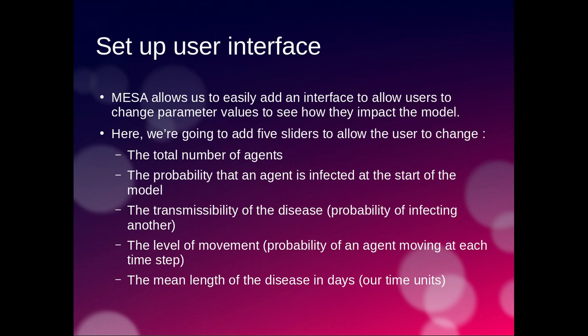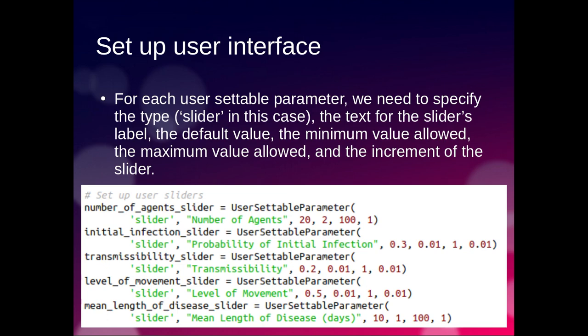We're going to have little sliders that the user can then play around with to change those things. And we can do this really easily. So basically, for each user settable parameter, we just specify the type of user settable parameter, and we're just going to use sliders in this case, so there'll be sliders on each one. The text that we want for the label on that slider, the default value, so if it's number of agents, the number of agents we want as the default. The minimum value the user is allowed to set, the maximum value, and the increment of the slider. So each notch on the slider, how much does that increment or decrement the value in question.